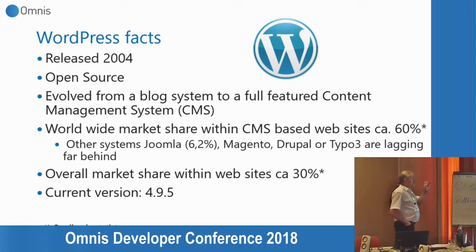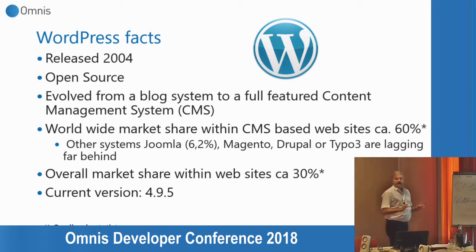And in between, I have been looking at this website, statista.com, last weekend. So in between, WordPress has a market share within all CMS-based websites of a little bit over 60%, 60.1%, and other CMS systems like Joomla, Magento, Typo3 are much behind that. So the second one is Joomla with a 6.2% market share. So that means that WordPress here has a really strong position.